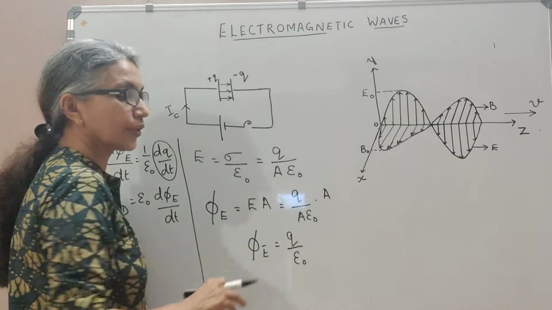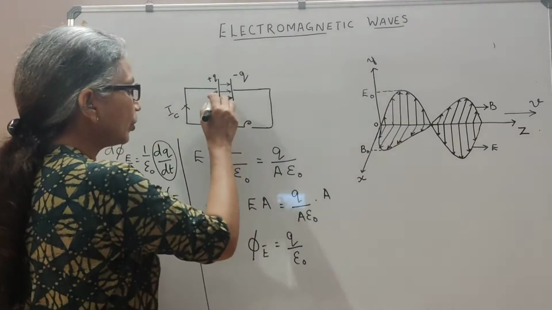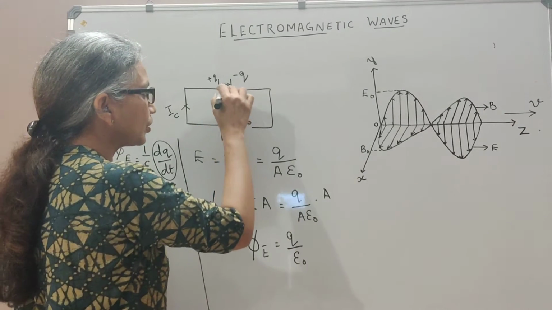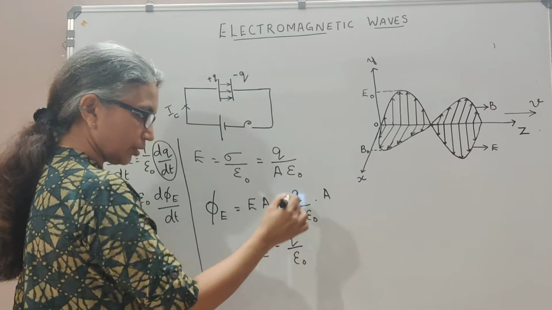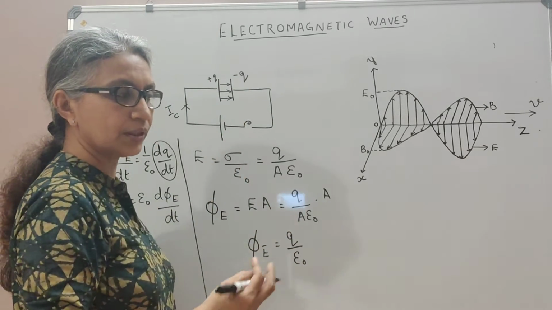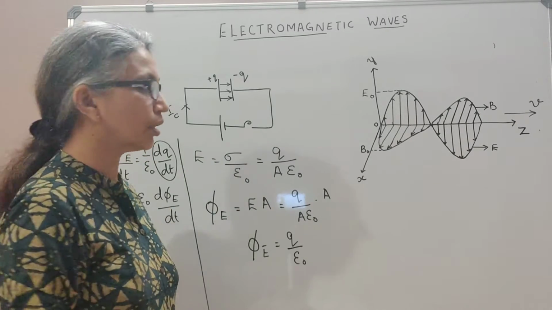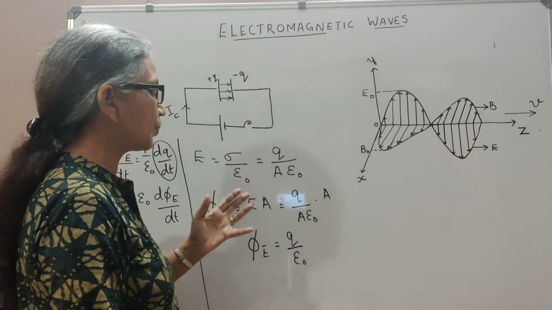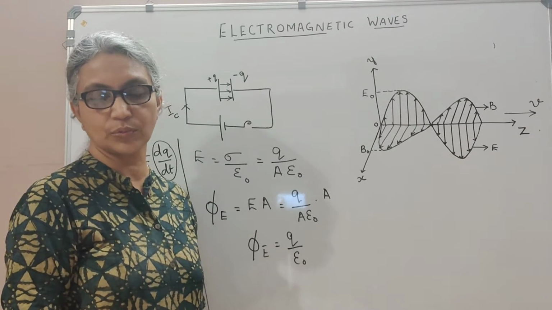But between the plates of the capacitor, we know there are no moving charges, and therefore this current between the plates is due to a change in the charge or change in the electric field between the plates, and this varying electric field or varying flux will give rise to a displacement current, and the displacement current will have a magnetic field associated with it.